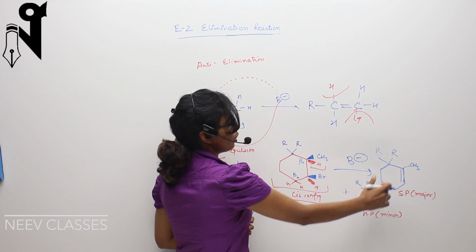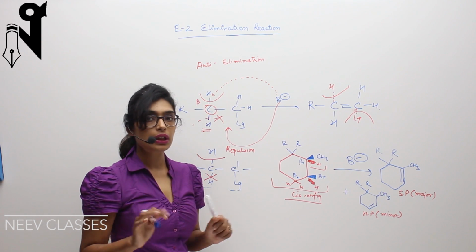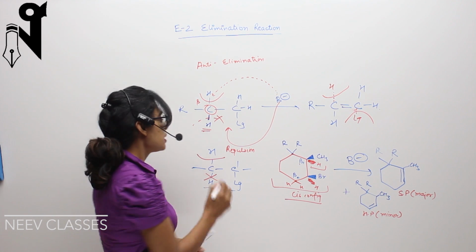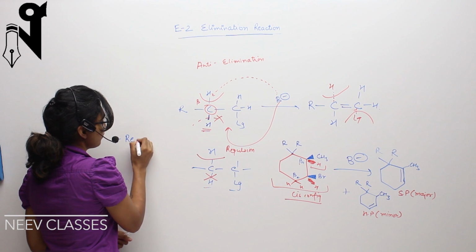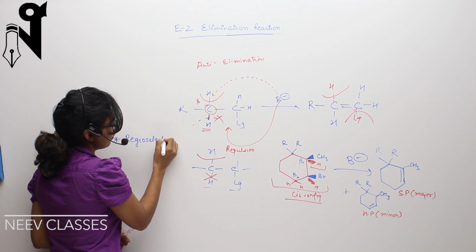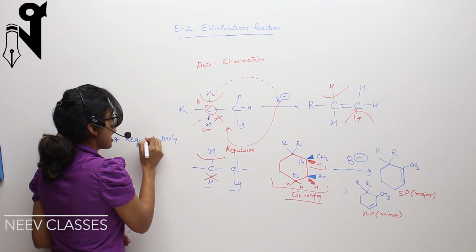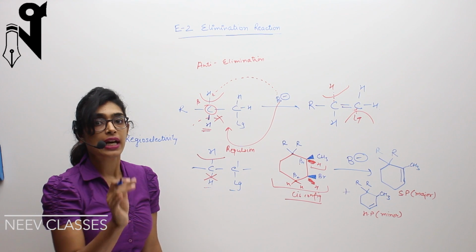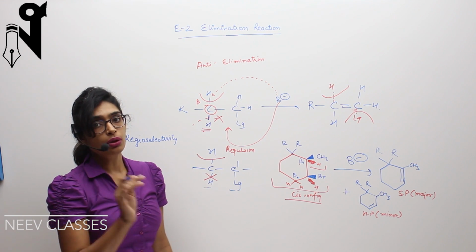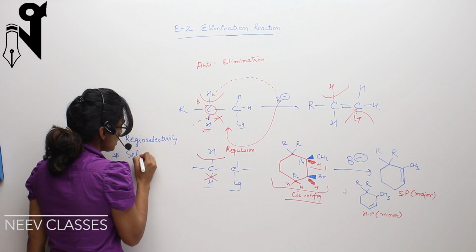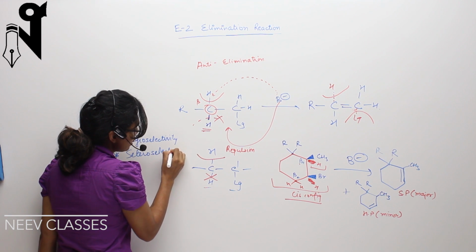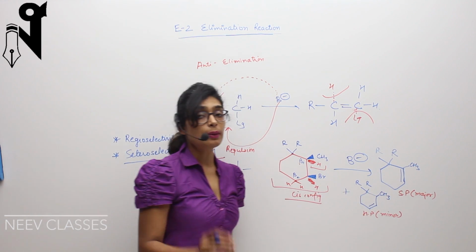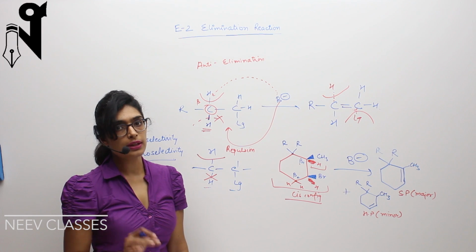Now this kind of product formation, where one particular type of alkene isomer is major and the other is minor, is called regioselectivity. And when one specific type of stereoisomer of a product is in major quantities, that is called stereoselectivity. So this is my stereoselectivity. Why have we called it stereoselectivity? Because one particular type of stereoisomer of the product is major.